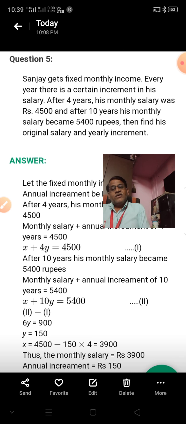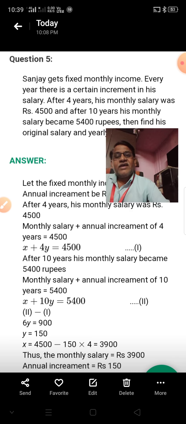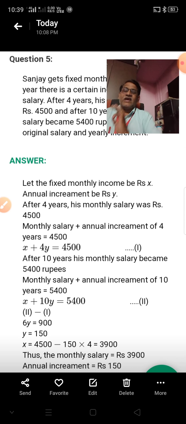It means Sanjay started a job with a fixed monthly salary, and he will get a fixed increment per year. Now let the fixed monthly income of Sanjay be x and the annual increment be y.